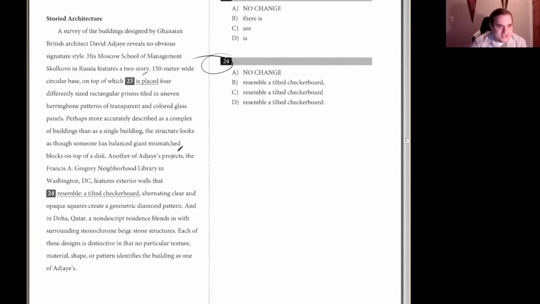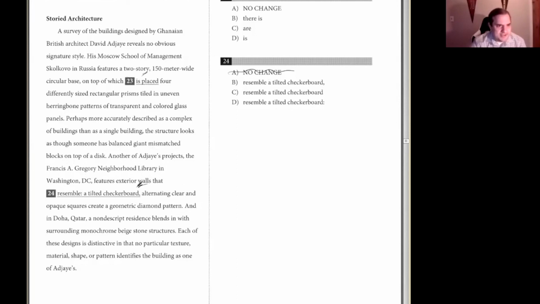Another of Ajay's projects, the Francis A. Gregory Neighborhood Library in Washington, D.C., features exterior walls that we have a mix of punctuation marks. They're going in different places, commas. We have an independent clause question, right? Well, guess what? Gregory Library features exterior walls that resemble. That is not an independent clause. Nope. So that resemble a tilted checkerboard, alternating.